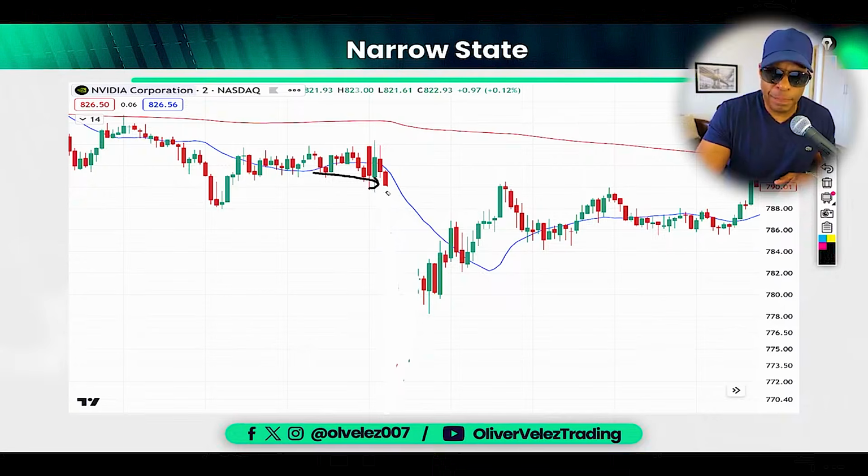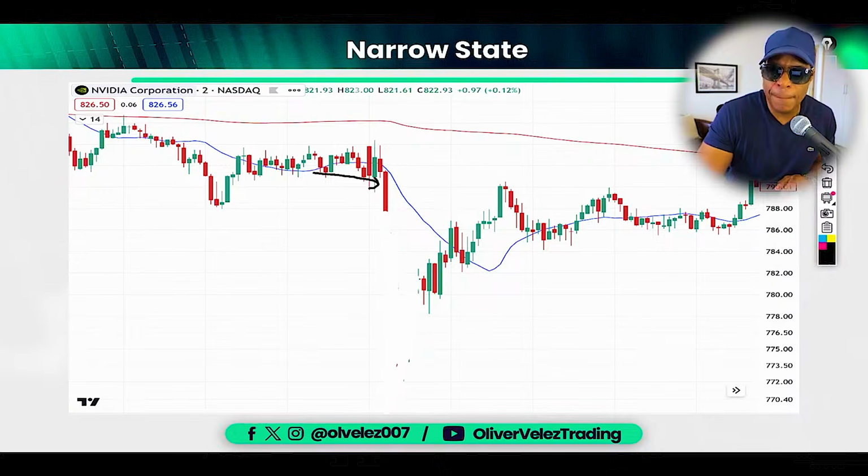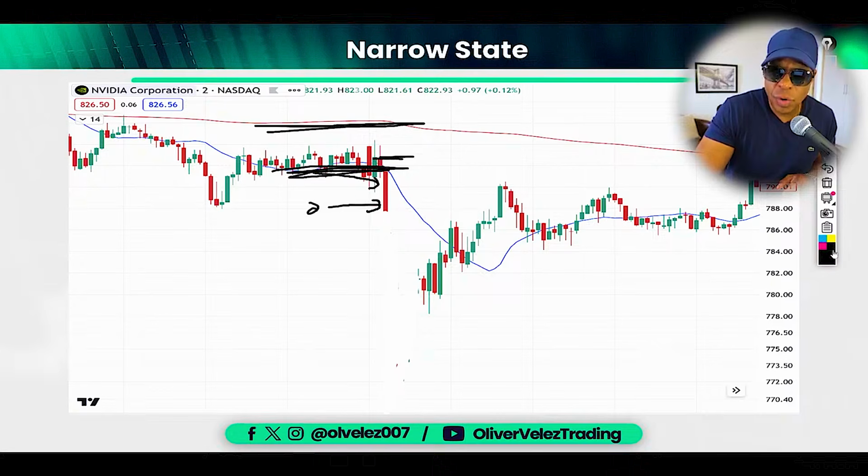And then, boom, that's enough. I'm leaving the narrow state with power. Power bar entry. I don't need any more proof. This is power coming out of my narrow state. I am going to protect myself. So let's do this cleaner here, guys. Let me get these lines out of the way. So I'm protecting myself.